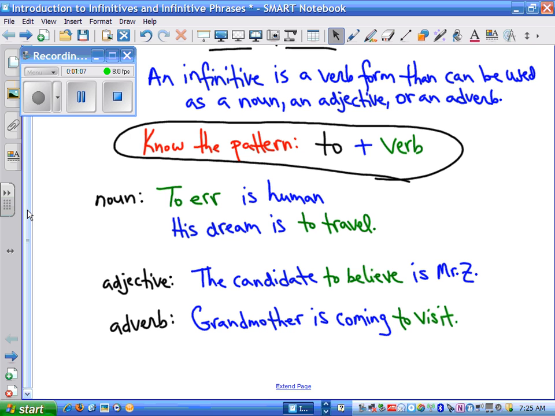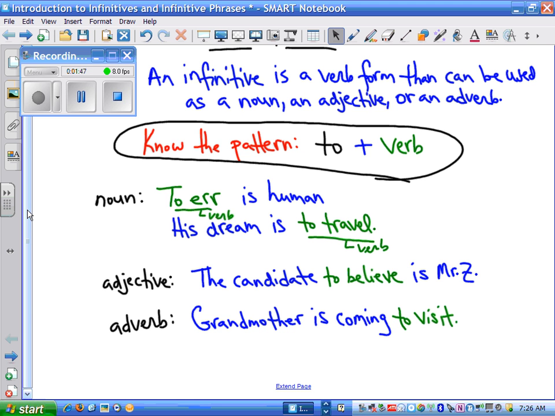As a noun, to err is human. Or, in the direct object place, his dream is to travel. In both cases, to err, to travel, we have infinitives, to plus our verb. But they're not working as verbs in this sentence. These infinitives are indeed working as a noun.